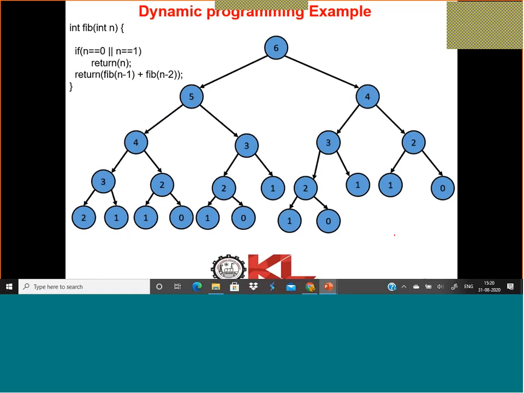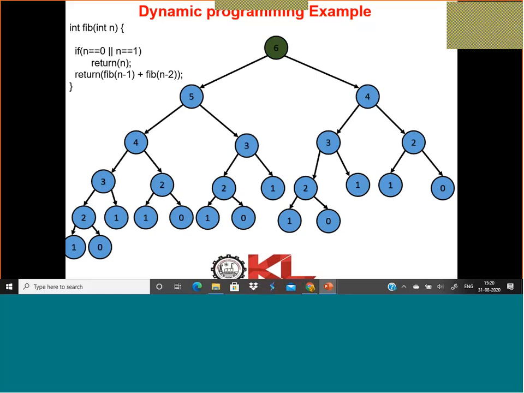How long are you expanding the tree? Until the problem becomes simple. When n equals 0 or n equals 1, only then is it a small problem for us and it gives the result. Otherwise, it keeps dividing like that. Here it is still further divided, and still further divided. So this is the complete tree.